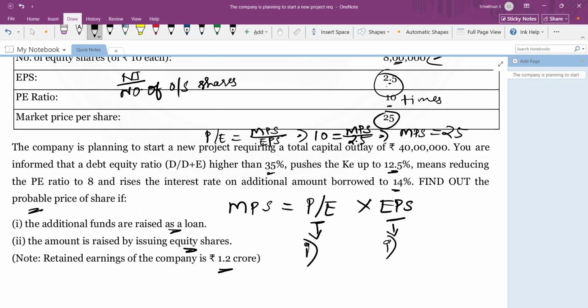Similarly, calculate the new P/E ratio under the second financial plan and calculate the new EPS under the second financial plan. Multiply both, and we will get the market price per share under the second financial plan also.